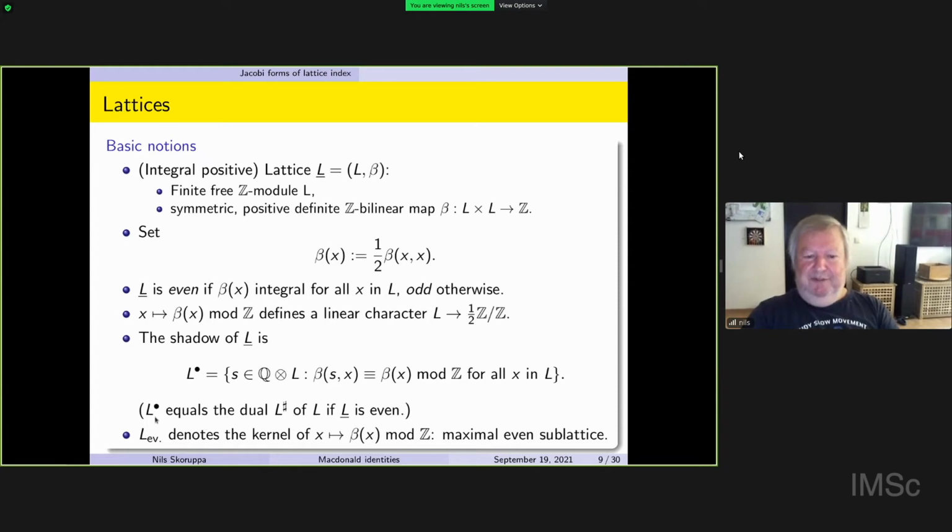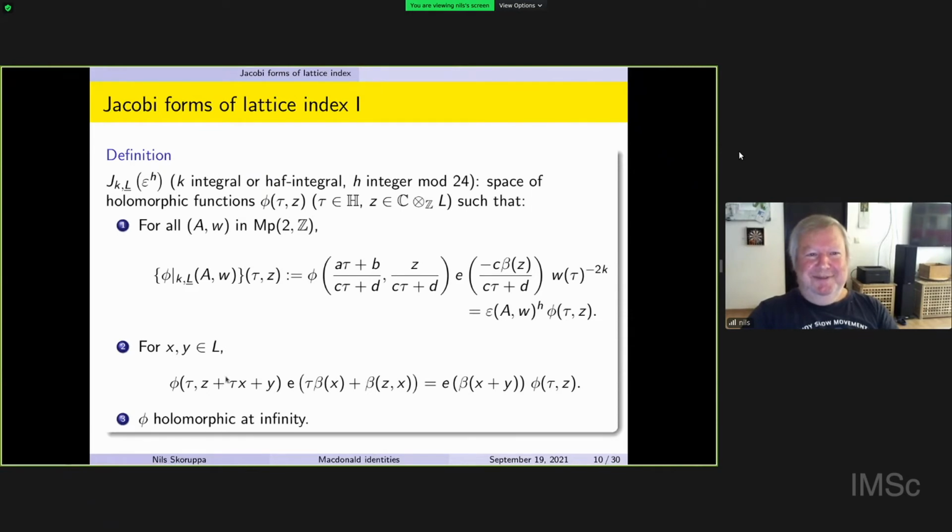So if L is even, this L shadow equals L sharp. Otherwise, it's slightly different. One can work out more precisely what it is, but I don't want to go into it. Then we have the maximal even sublattice of L, which is nothing else but the kernel of this map x to beta x mod Z. Okay, so that is what we need for lattices. The shadow is quite important for us also. I'm sorry for these technical things, but it's just like that.